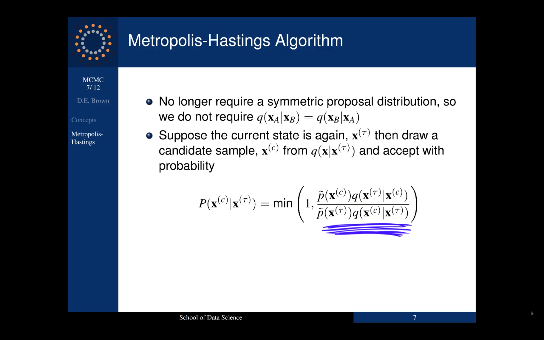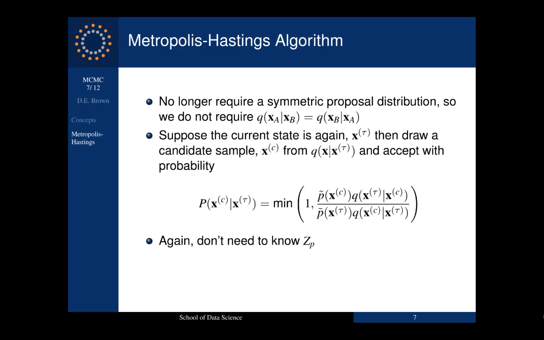If that ratio is greater than 1, we will always choose the candidate. We'll always move to the candidate location. And if it's less than 1, we'll have to decide based upon the draw of that uniform random variable. And if it's less than that ratio, then we move to the candidate. If it's greater than the ratio, we stay where we're at.